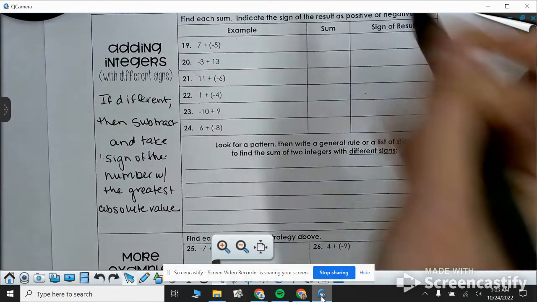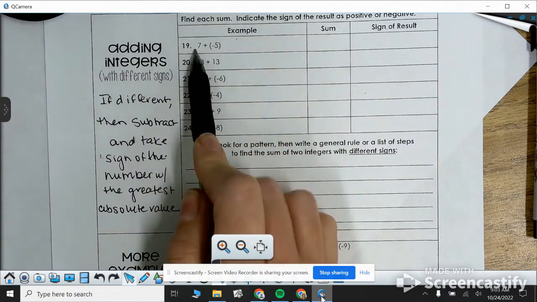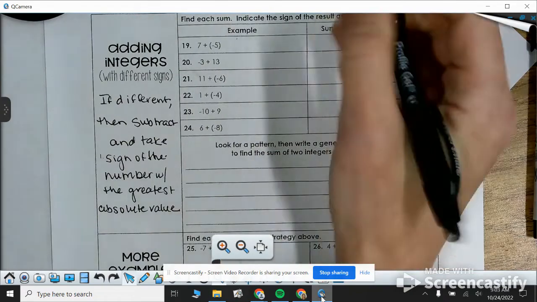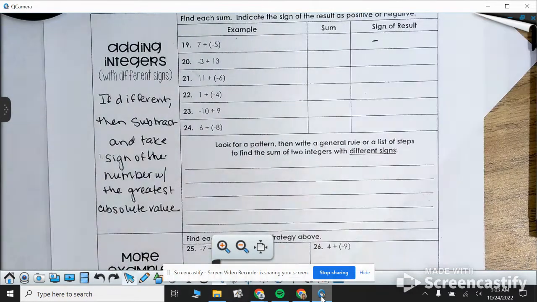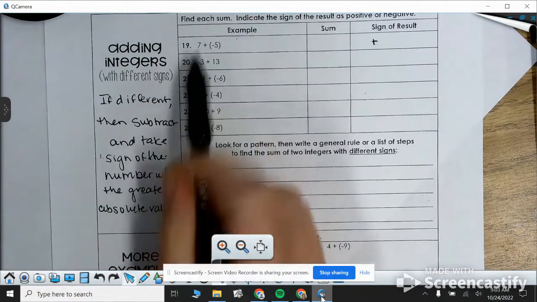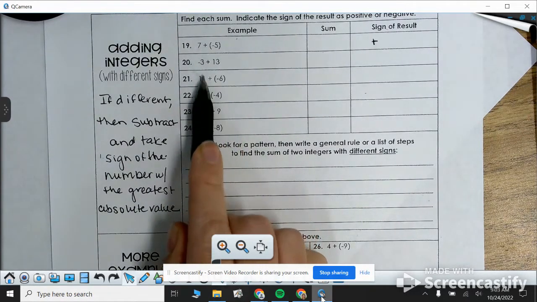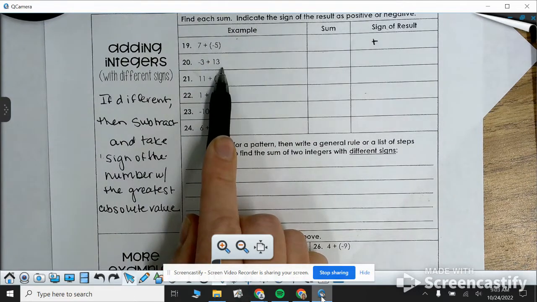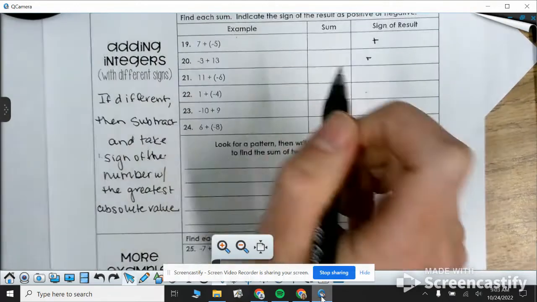So we have 7 and negative 5. The absolute value of 7 is 7, and the absolute value of negative 5 is 5. So that means the sign of the result is going to be positive, because 7 has a greater absolute value. Negative 3 plus positive 13. The absolute value of negative 3 is 3, and the absolute value of 13 is 13. So I know my sign is going to be positive.